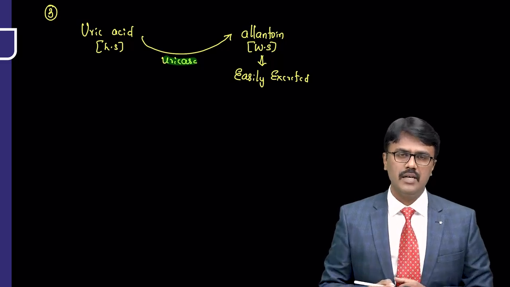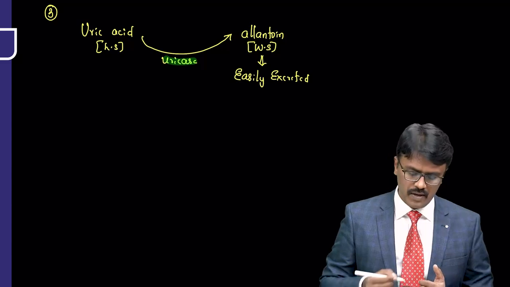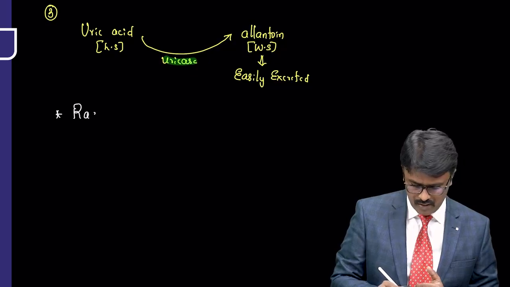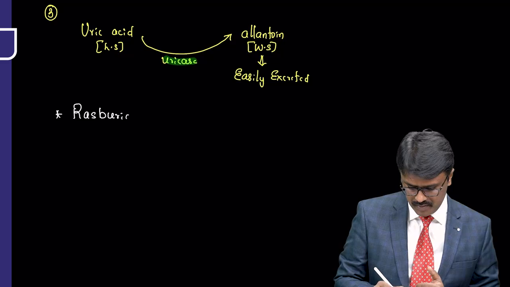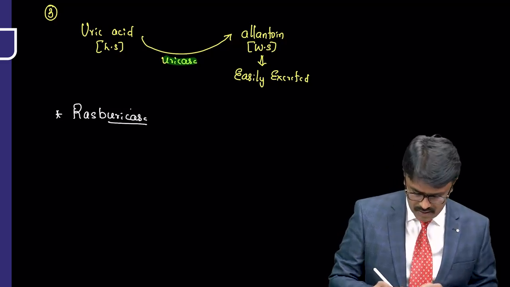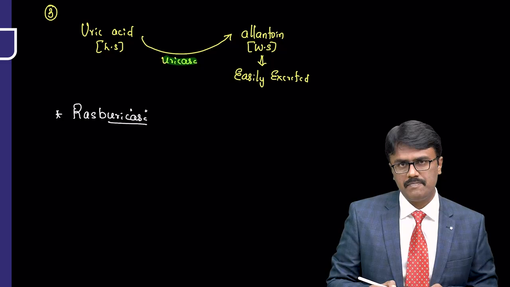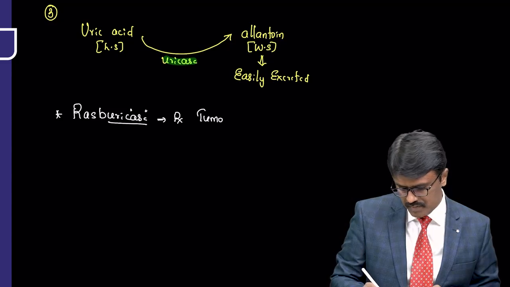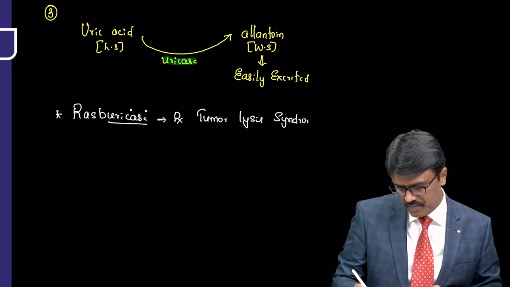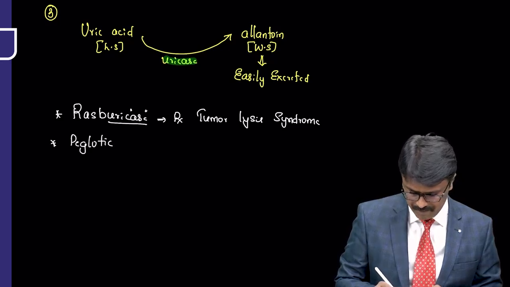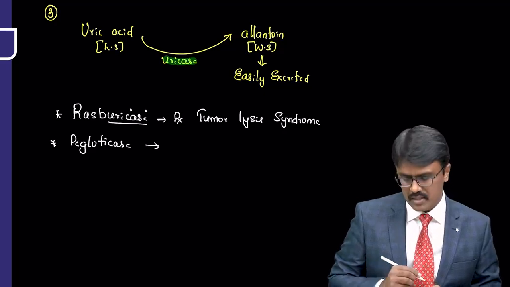They don't have it. So if you don't have it, make the enzyme. We have recombinant technology to make the enzyme, and the name is rasburicase. The name itself has uricase. And remember, in pharma, the drugs which end with "ase" are usually enzymes. This is used for tumor lysis syndrome. And we have one more drug, called pegloticase. Pegloticase is also an enzyme.